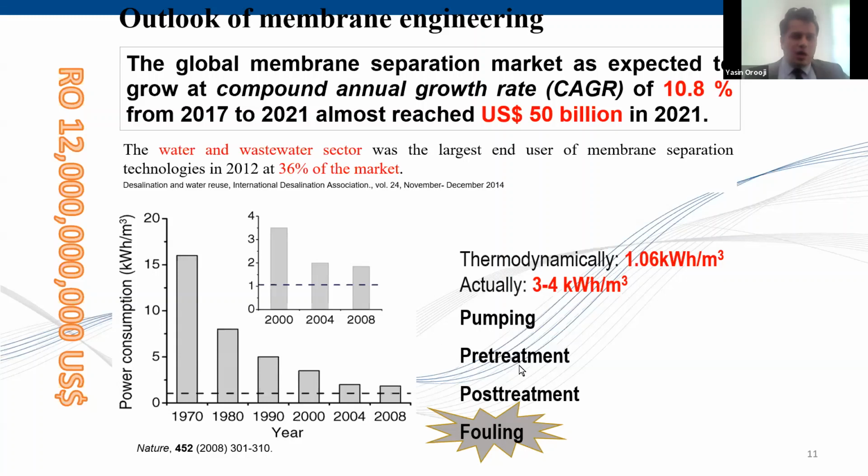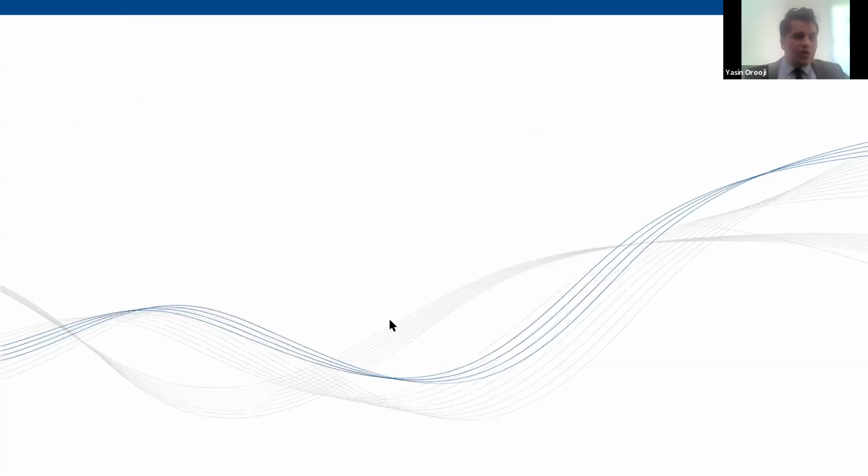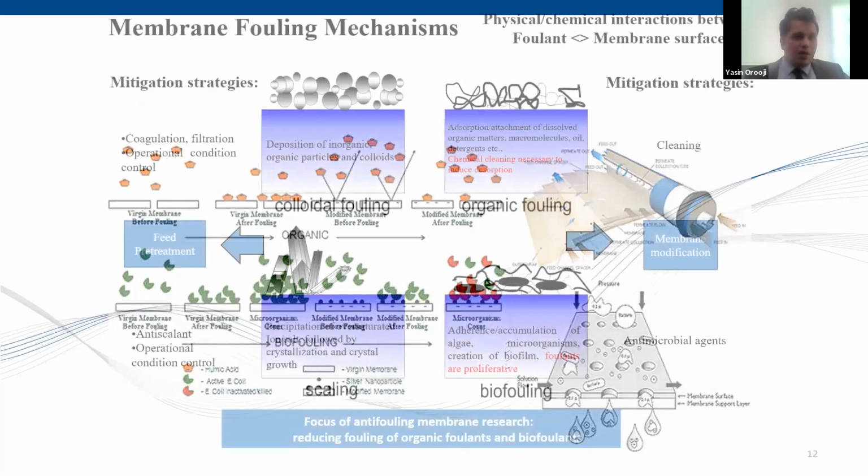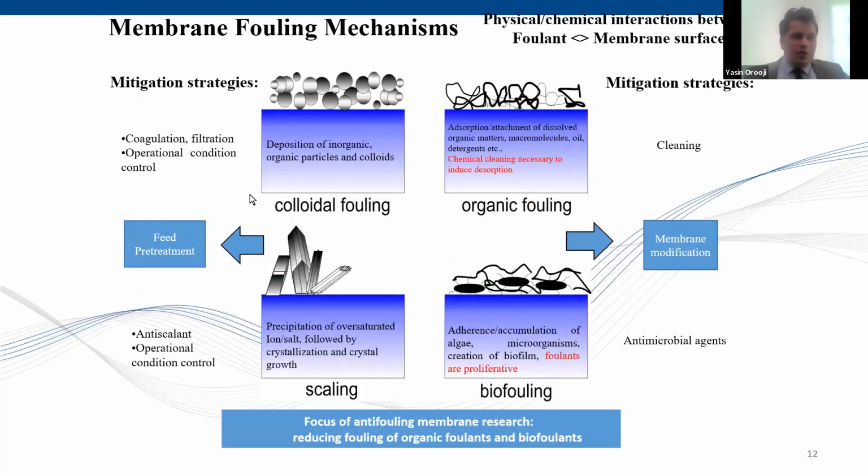These 3P are at the edge of technology, but we can still do something about fouling, which is the accumulation of foulants on the feed side of the membrane. We have 4 types of fouling. Colloidal and scaling could be solved by feed pre-treatment, and organic and biofouling could be solved by membrane modification.